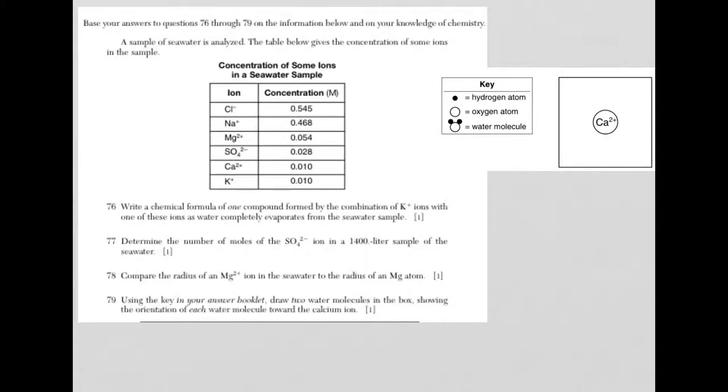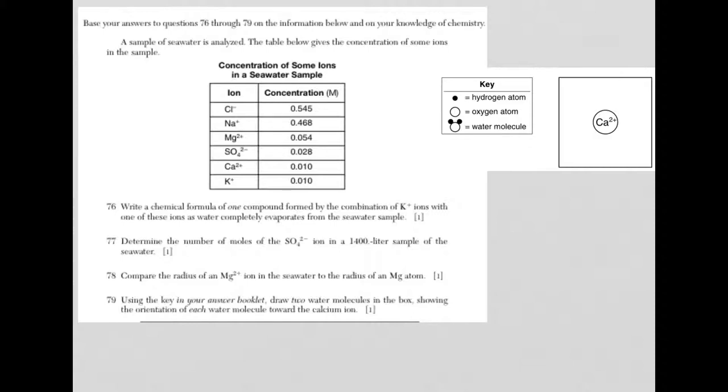This is the June 2015 New York State Chem Regents exam, questions 76 through 79. Pause the video, answer the questions, or if you've already answered them and have a copy of the Regents, compare your answers to mine, and check out the explanations if you're having trouble with one of the questions. Okay, let's go with question 76.